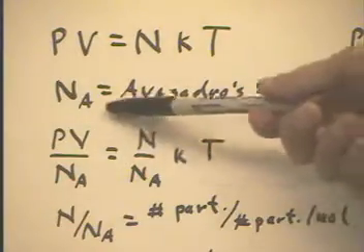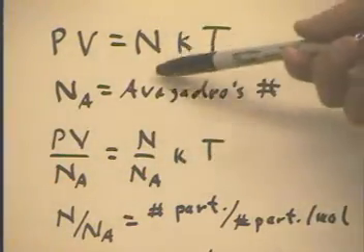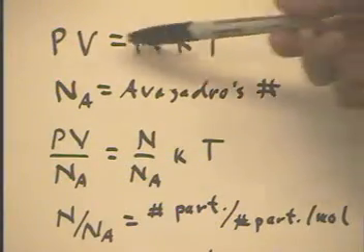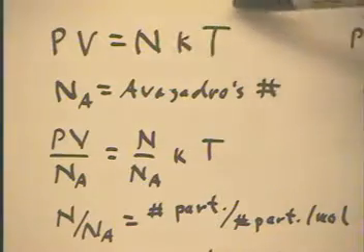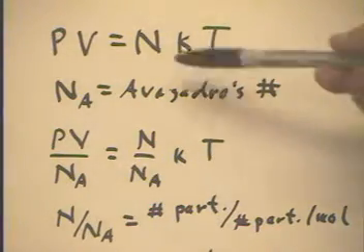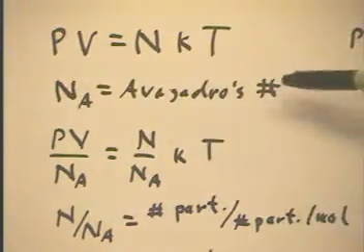In any case, if N_A is Avogadro's number, what we're leading to is that big N has to be related to the number of moles, little n, so we can relate PV equals big N KT to PV equals little n RT. Okay, so the connection is that big N is the number of molecules. This is Avogadro's number.